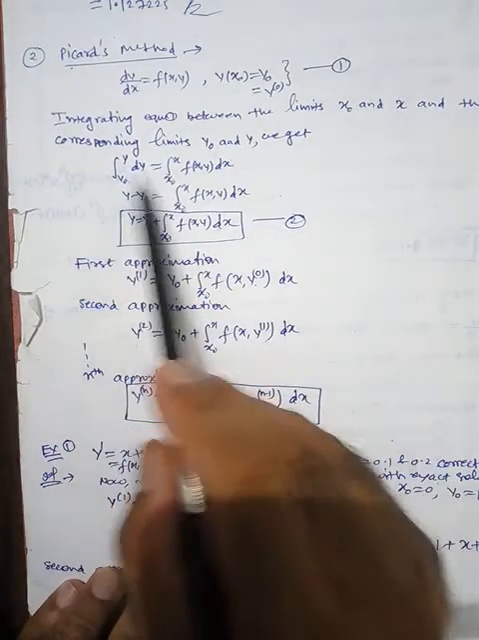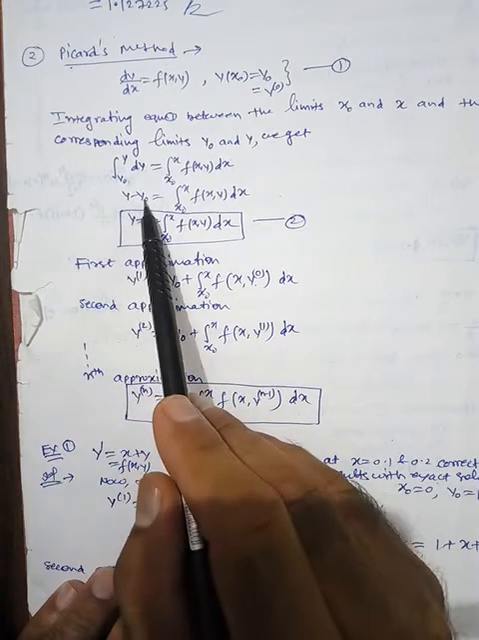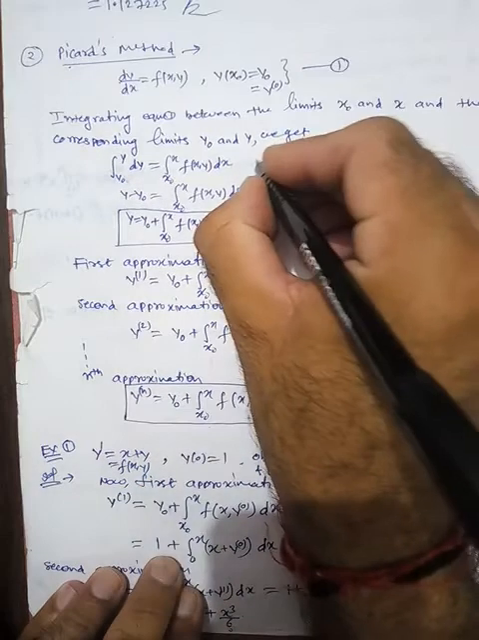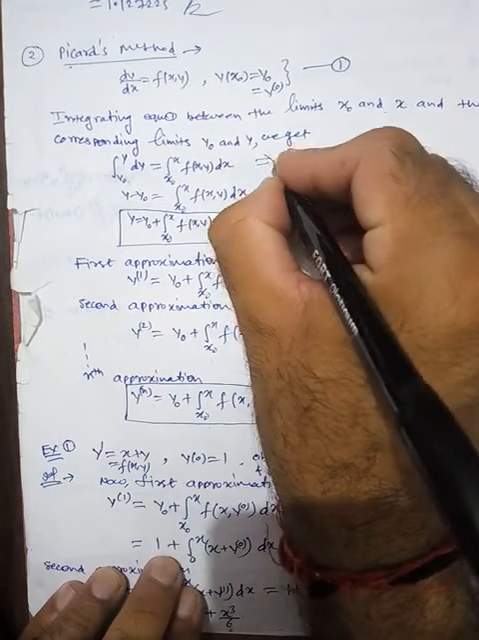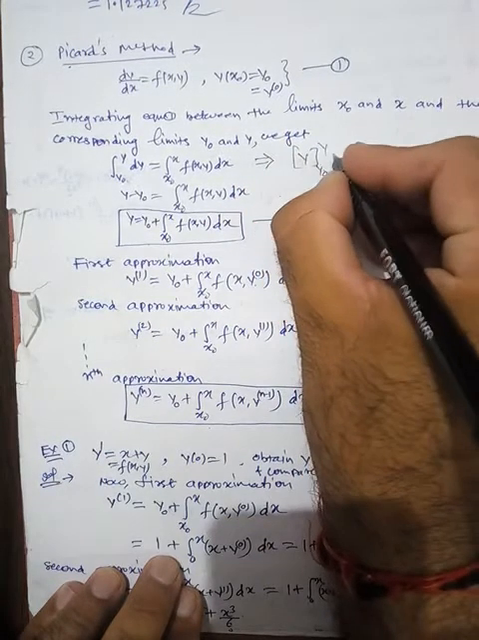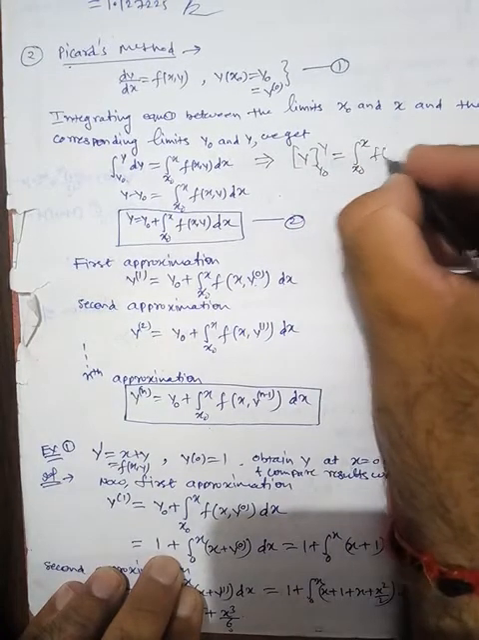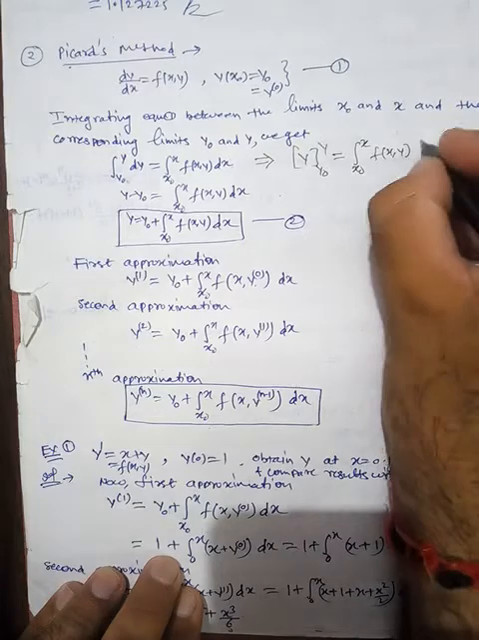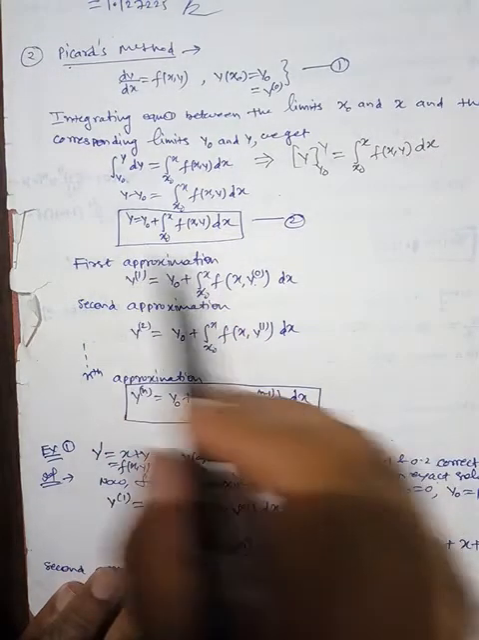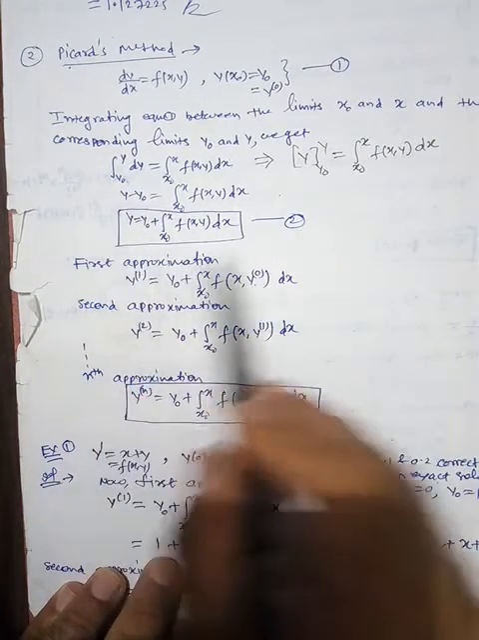Now integrate. So this will be y, and with the limit y naught to y, this will be y minus y naught after substituting the limit. Because this will be y over the limit y naught to y is equal to the integral from x naught to x of f of x, y dx. Fine. So this is the equation. Now finally, when you take y naught to the right hand side, we get this equation.